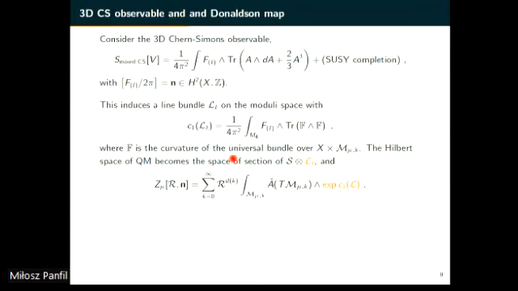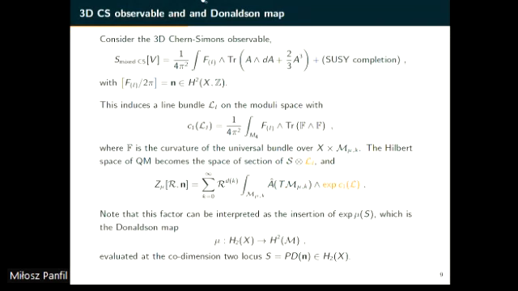And now, in the presence of this new line bundle, the Hilbert space of the quantum mechanics becomes a space of sections of the spin bundle times this line bundle. And by, again, the standard argument, we can write the partition function in the following form, now with this extra contribution from the exponential of the first Chern class of this line bundle. I'm missing this subscript I here. And also this factor can be thought of as an insertion of the Donaldson map in Donaldson theory, which is a map from the second homology of the four-manifold to the second cohomology of the moduli space, which is evaluated at the codimension two locus S, which is the Poincaré dual of this flux.